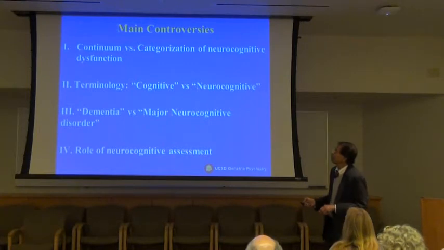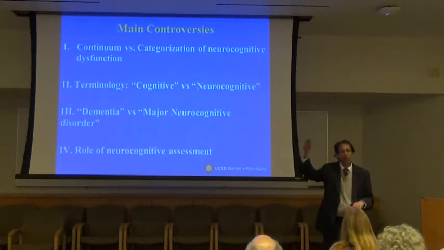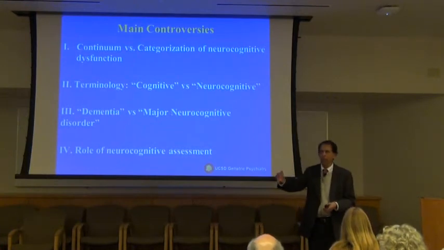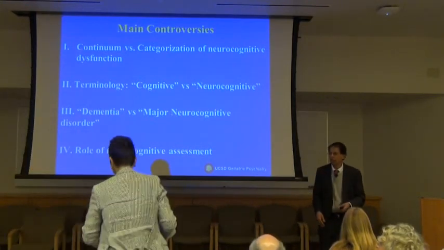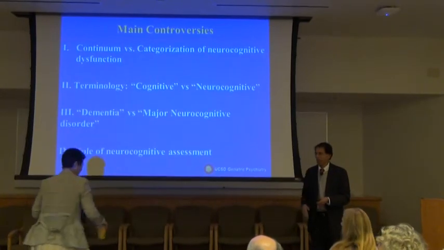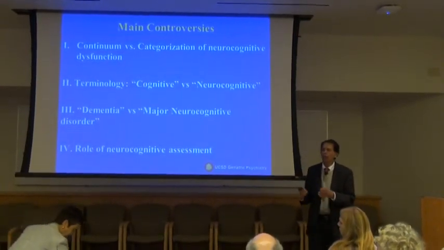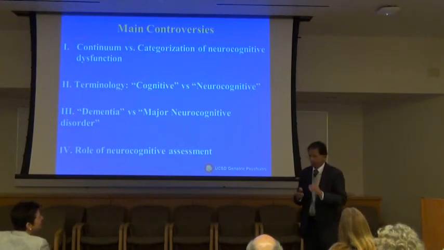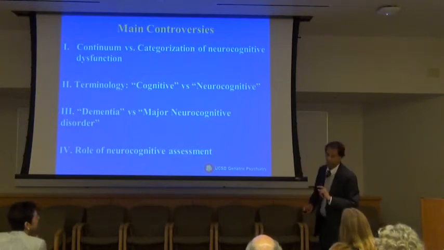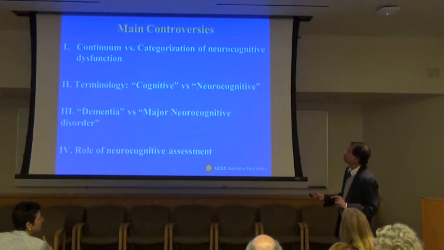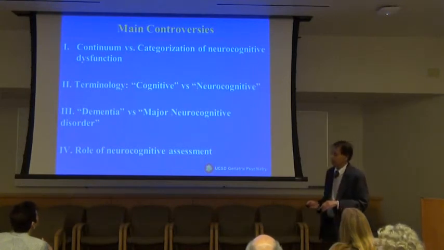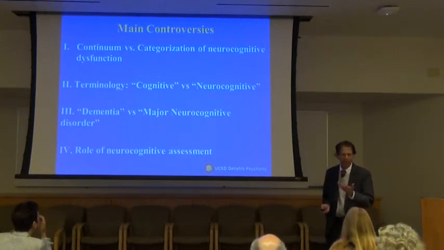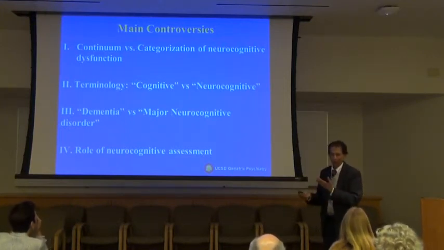One was, why should we categorize when we know this is a continuum? Normal aging associated cognitive impairment, then we go to mild, and then it becomes major. Why don't we just look at the degree of cognitive impairment? So that was one issue. Second issue was, some people didn't like the term neurocognitive. They said, why are you switching from cognitive to neurocognitive? Is there any such thing as non-neurocognitive cognitive?